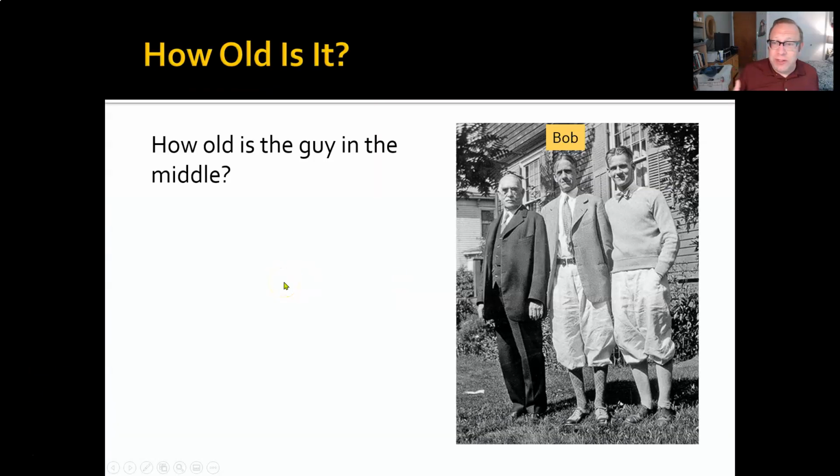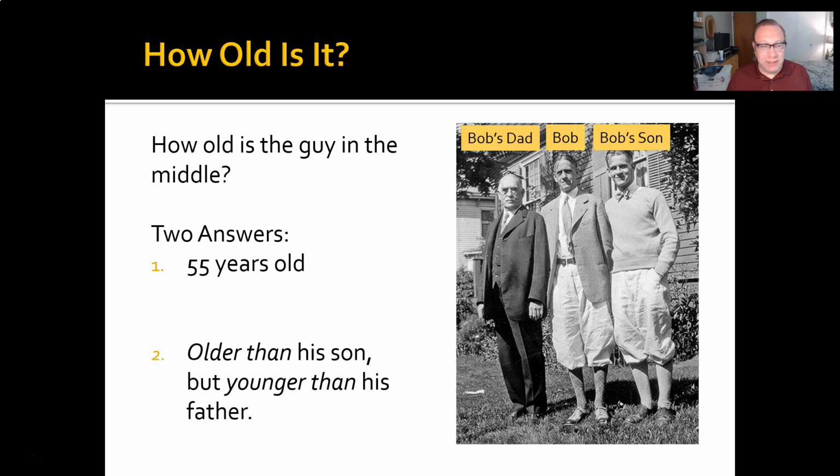So, the question itself is actually not a simple one. It sounds simple, but when you ask how old something or someone is, you're actually asking one of two questions. Let's say, how old is Bob here? Well, we can answer it one of two ways. We can say Bob is 55 years old. Or we can say Bob is older than his son, but younger than his father.